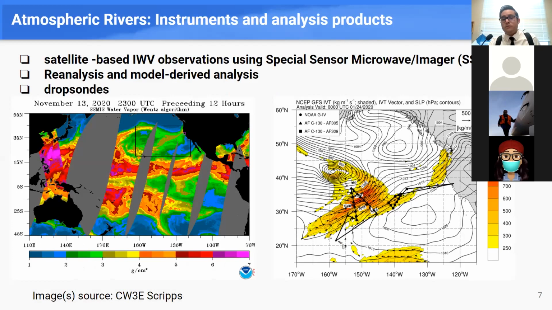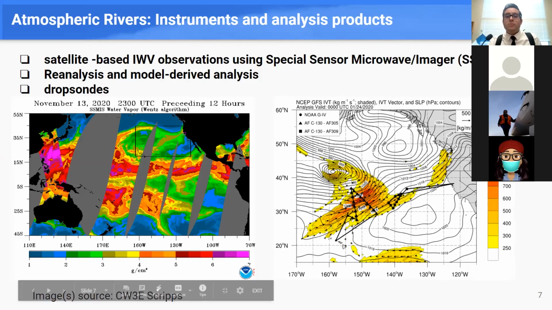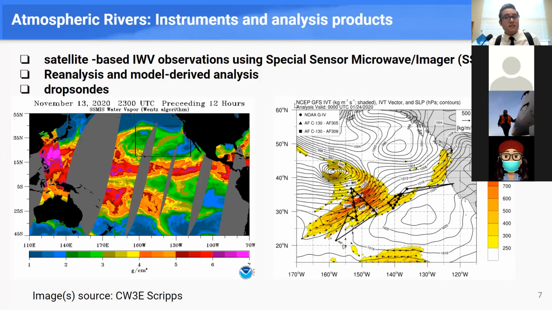The dropsondes are, of course, from airborne missions similar to CPEX, and we see them here over this line. And the other product is an NCEP GFS, a model-based figure in which we can see the IVT vector and the sea level pressure. Those are examples of instruments and products used to analyze these rivers.